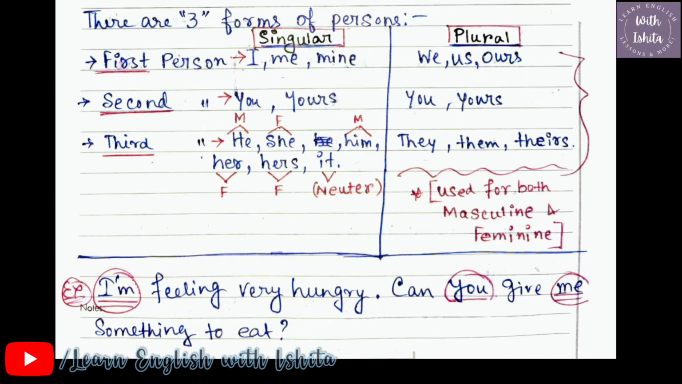For example, I am feeling very hungry. Can you give me something to eat? In this sentence, I, am, you and me are called personal pronouns.